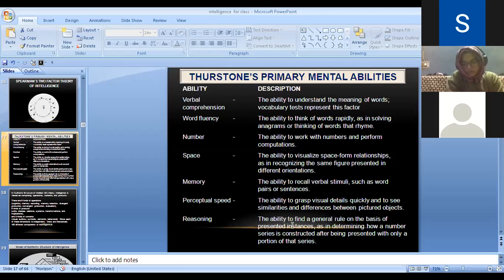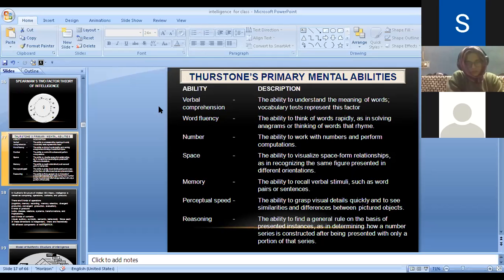Reasoning ability is the ability to find a general rule on the basis of presented instances, as in determining how a series of numbers continues, like in a reasoning test. So there are different tests which measure your reasoning ability. Like if I give you a series, 2, 4, 6, 8, which we discussed the other day also.